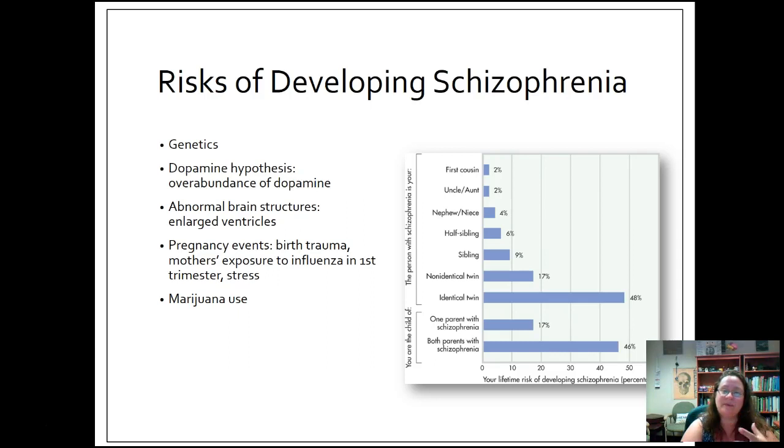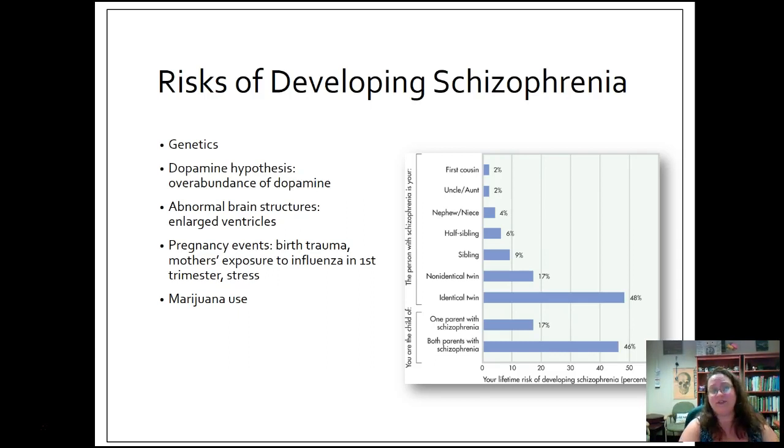So the risk of developing schizophrenia, we know this is really increased with genetics. This graph here will show that if both parents have schizophrenia, your chance of having schizophrenia yourself is much higher. An identical twin as well. If you have an identical twin with schizophrenia, then your chance is much higher. So we know genetics plays a big role.